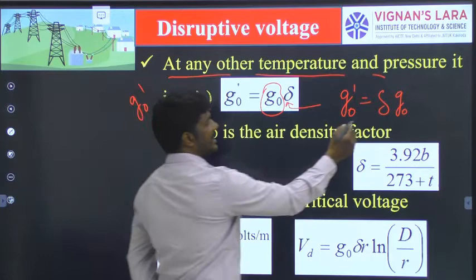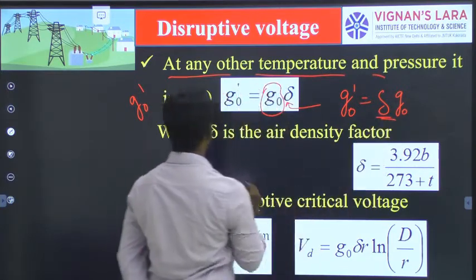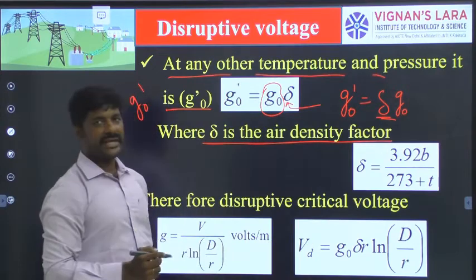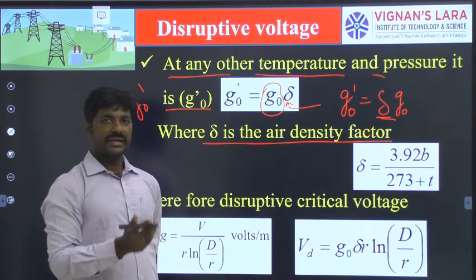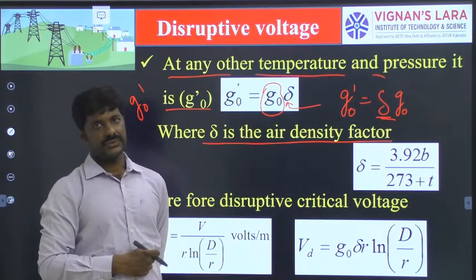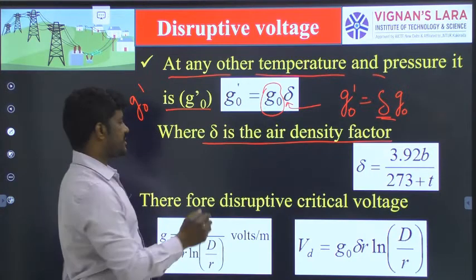Then what is this delta? Delta is nothing but the air density factor. Why are we calculating this air density factor? Because the temperature and the pressure are other than the standard values. Then what is the air density factor?